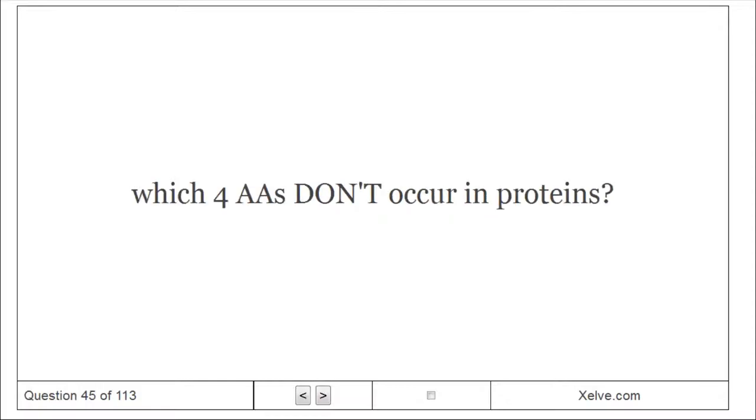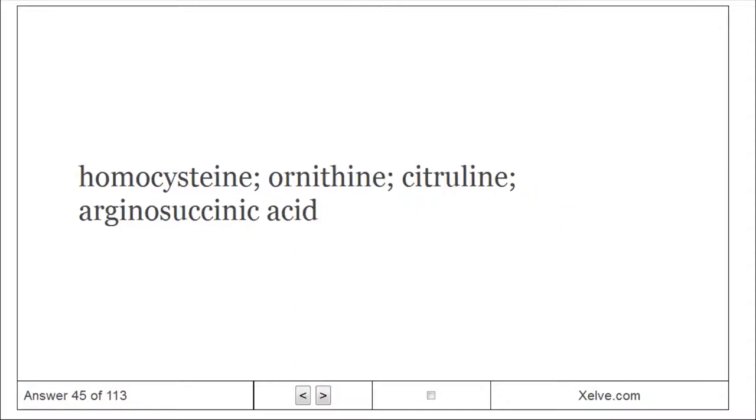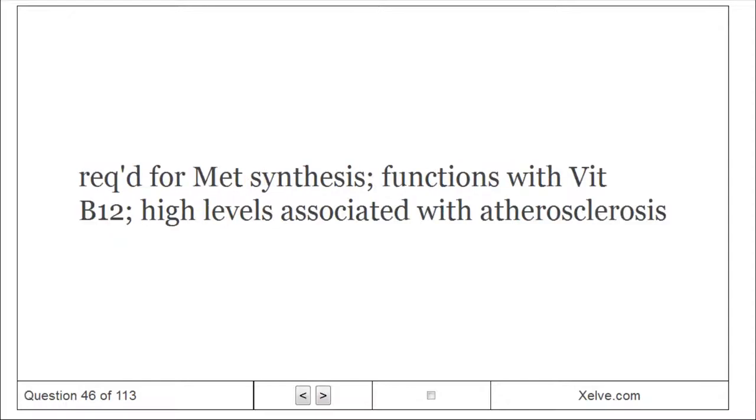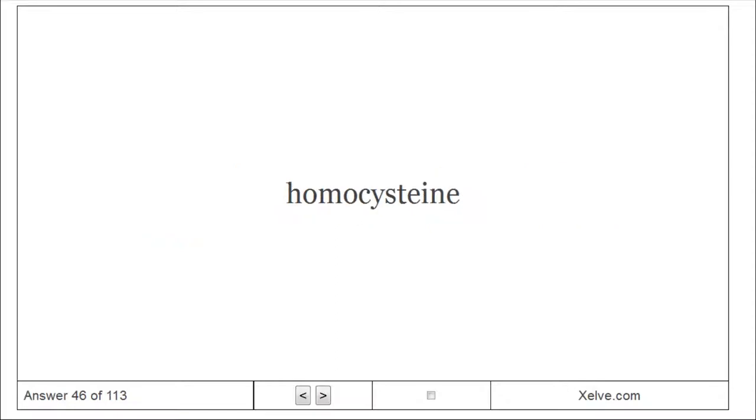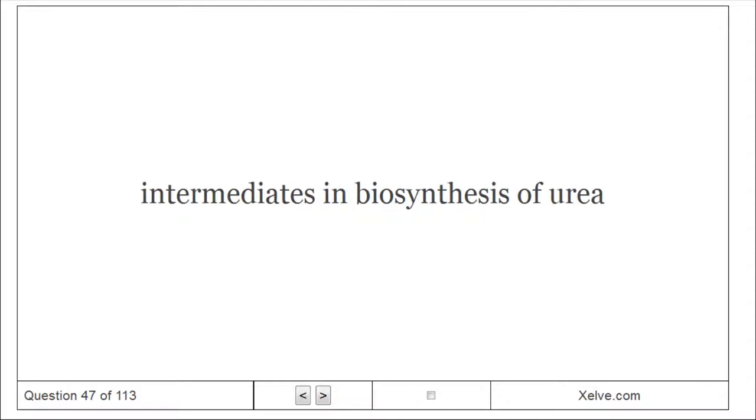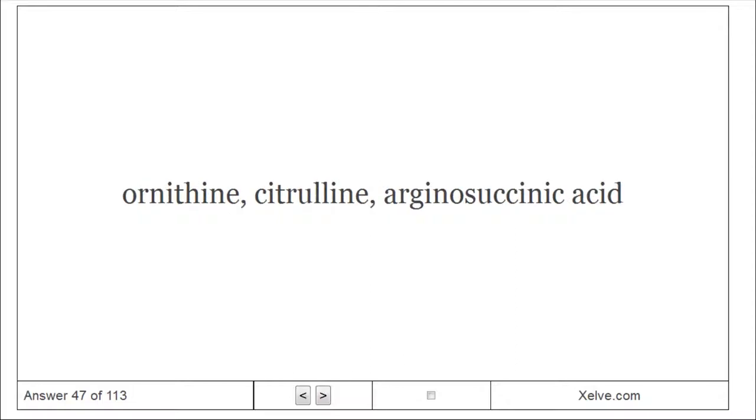Which 4 AAs don't occur in proteins? Homocysteine, ornithine, citrulline, argininosuccinic acid. Required for methionine synthesis, functions with vitamin B12, high levels associated with atherosclerosis: homocysteine. Intermediates in biosynthesis of urea: ornithine, citrulline, argininosuccinic acid.